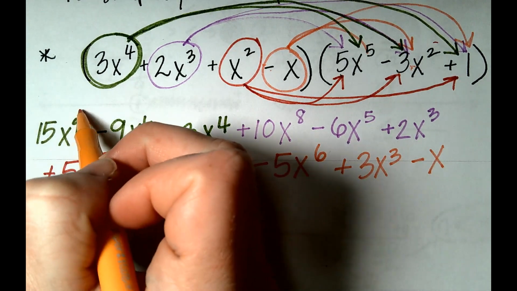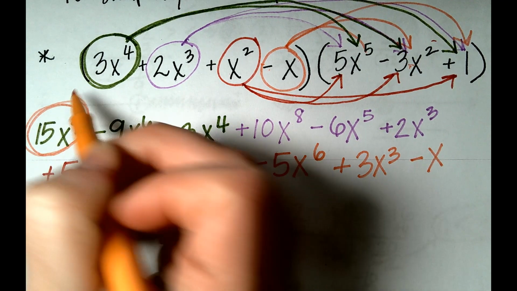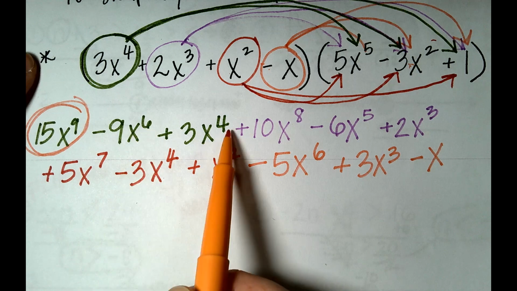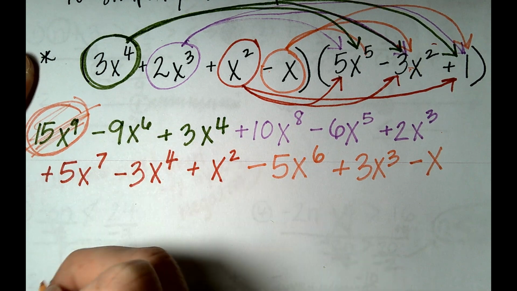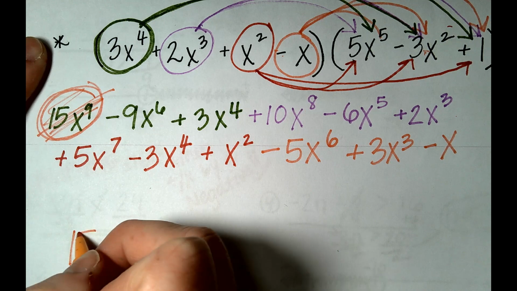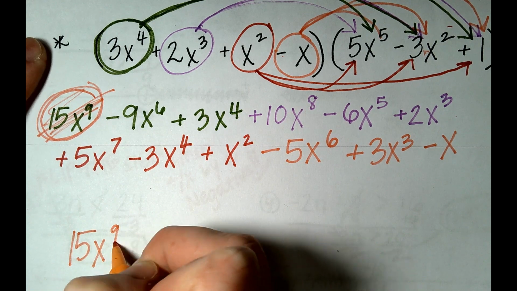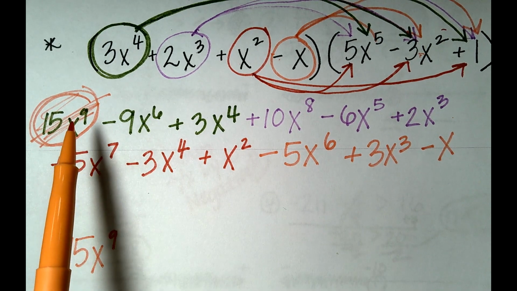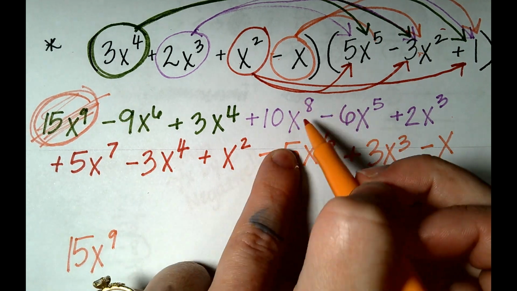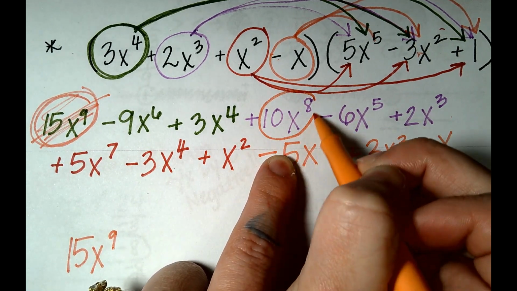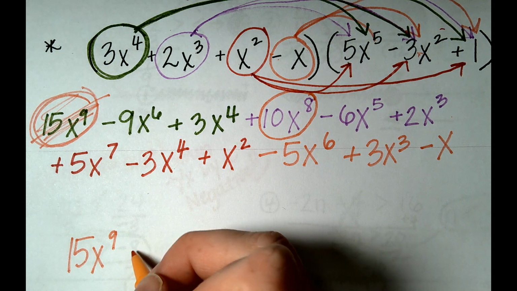Okay, so 15x to the 9th power. Are there any more 9s? Nope. Okay, so I'm going to bring this down: 15x to the 9th. Now let's go to the next biggest. Is there an 8? Yes, there is. I see 10x to the 8th. I'm going to write that down.